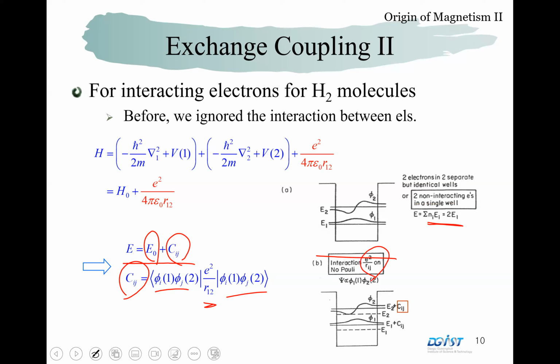So if you turn on the interactions, there's a small change of the energy: E1 plus Cij and E2 plus Cij. So compared to this one, we have a little shift of the energy from the Coulomb energy. Even with non-interacting electrons, we have two states, as we already learned, the bonding and anti-bonding state.